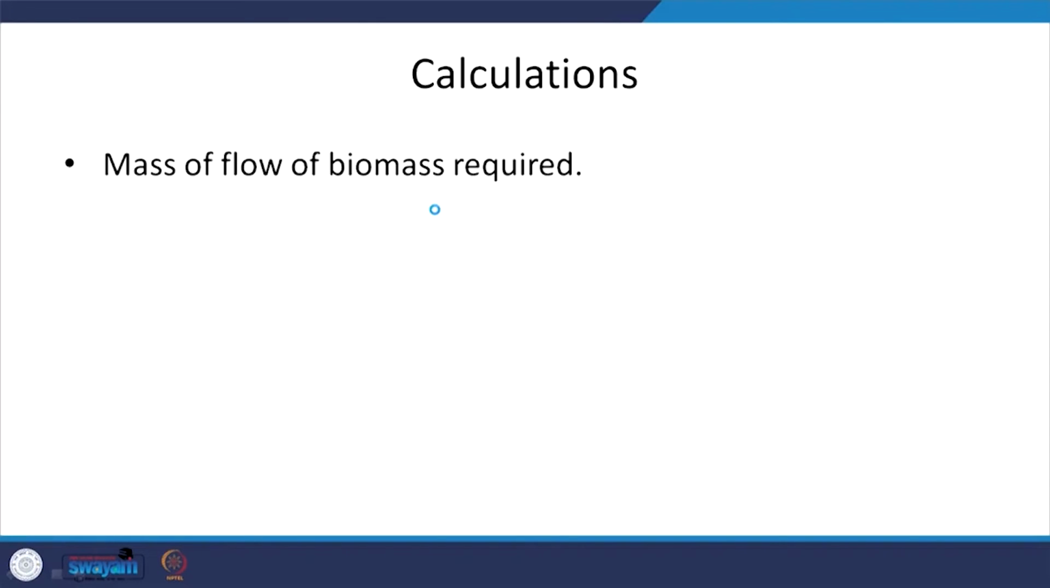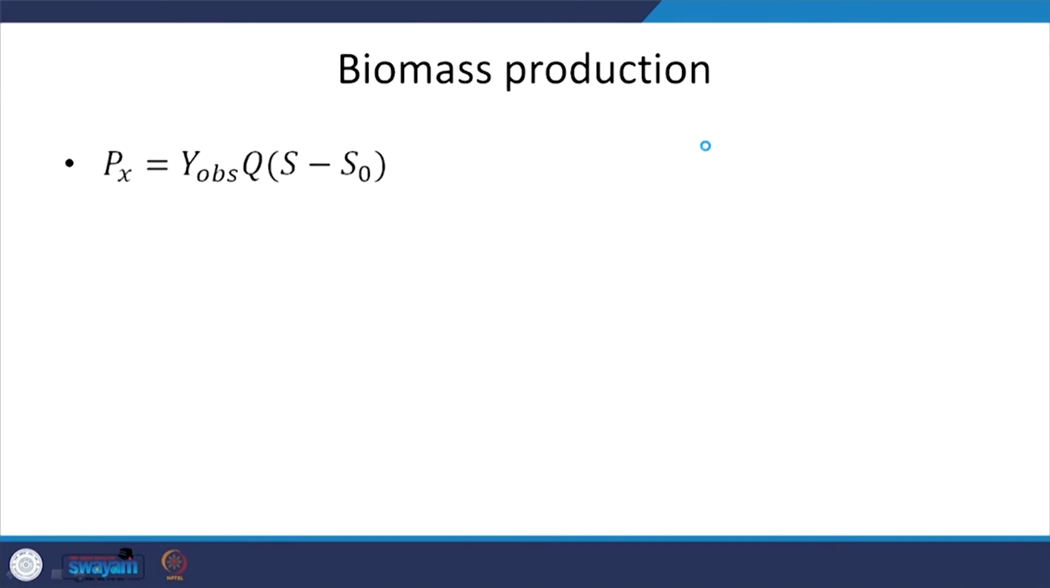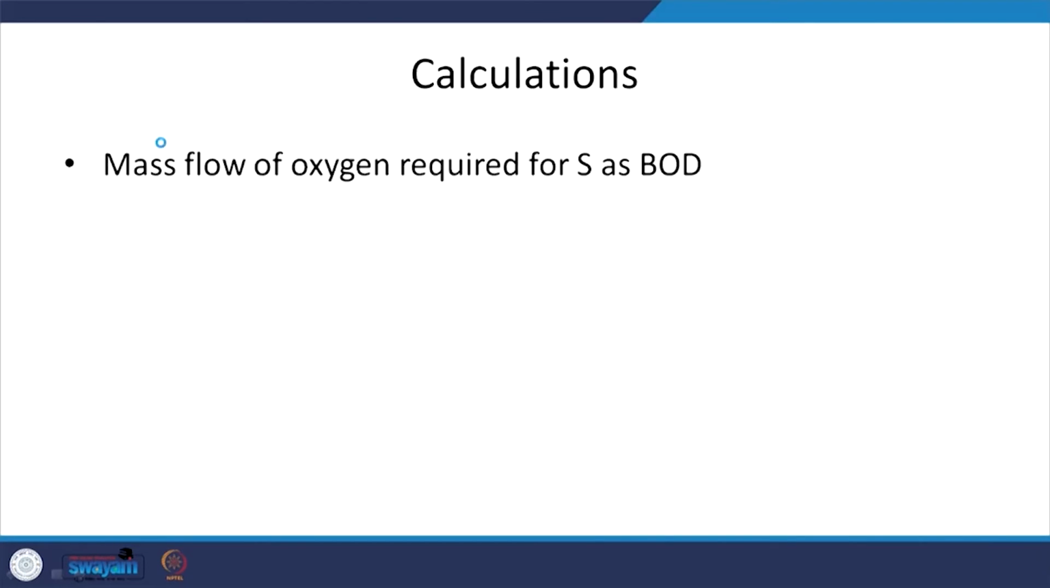So mass flow of biomass required, right? Px, we looked at this. So this has to be a minus as we discussed earlier. So this is also required. Why? From that you will have to calculate the mass flow of oxygen. So we looked at S equation, we looked at X equation. S is a function of theta, X is a function of theta and theta C, right? And then we are calculating Px, right? And then we will calculate the mass of oxygen, right?